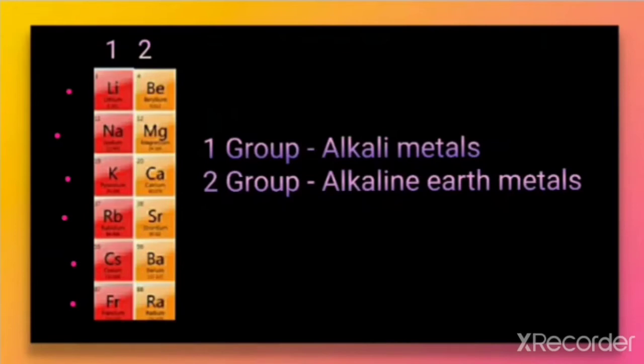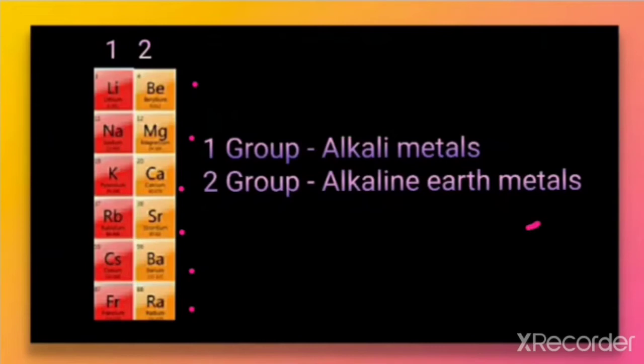They are collectively known as alkali metals because they form hydroxides on reaction with water which are strongly alkaline in nature. That's why they are collectively called alkali metals. In group 2, the elements are beryllium, magnesium, calcium, strontium, barium and radium. The elements of group 2 are collectively called alkaline earth metals.